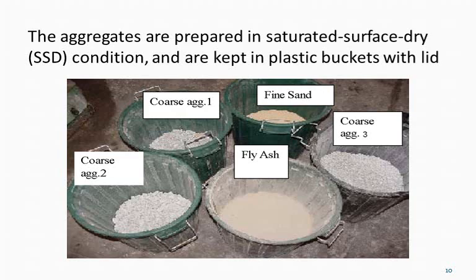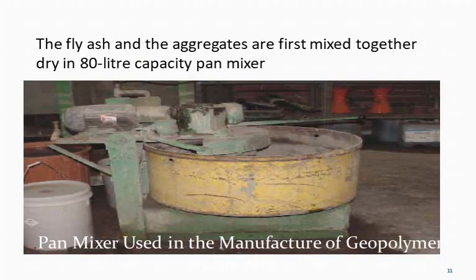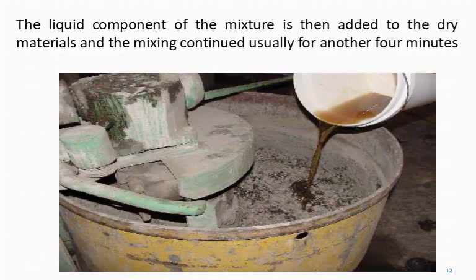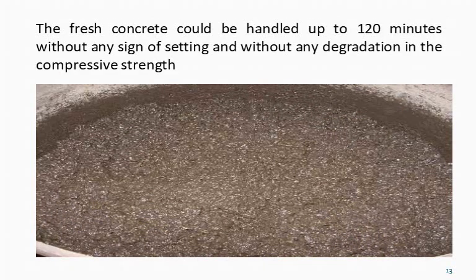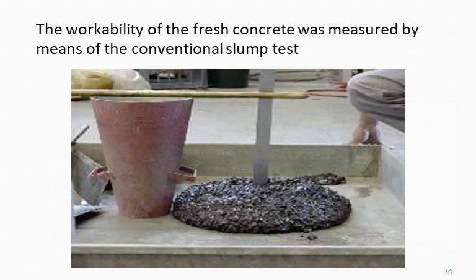These are the materials. This is the experimental investigation which is carried out to make geopolymer concrete in the laboratory. This is the pan mixer which is used to manufacture geopolymer concrete. First we make the dry mix. Afterwards we pour in the alkaline activators. This fresh concrete mix can be handled up to 120 minutes without any sign of setting and without any degradation in the strength. After mixing, we check the workability of the fresh concrete by means of the slump cone.